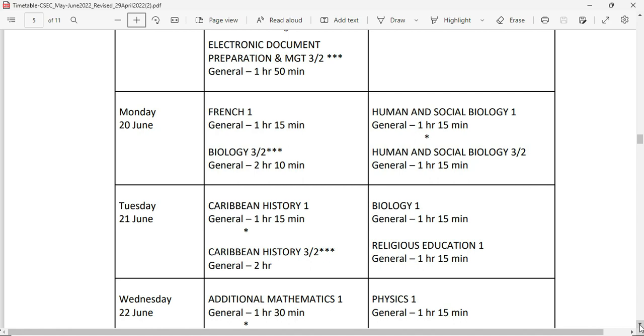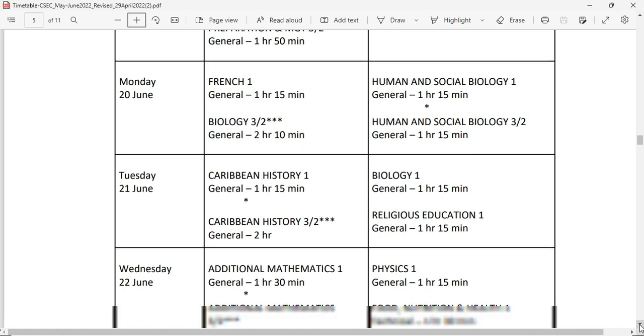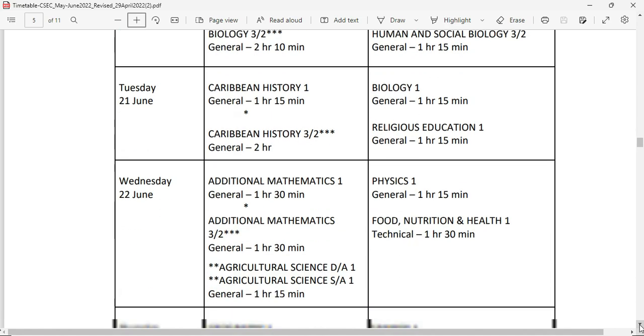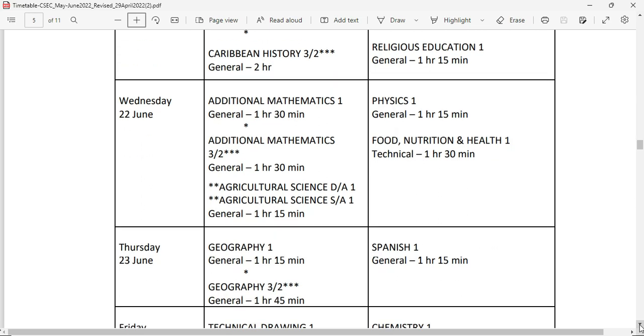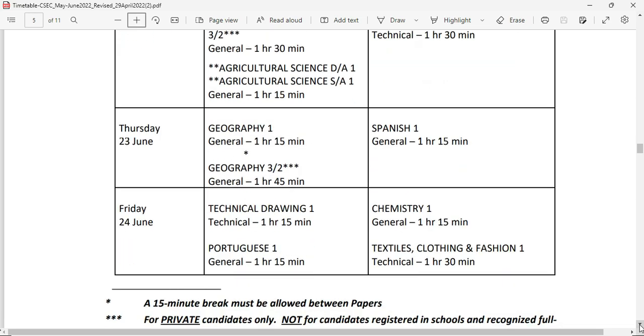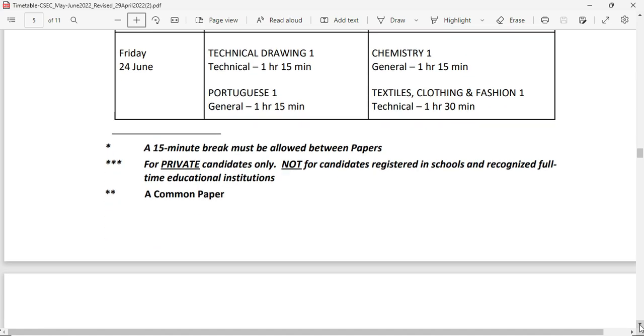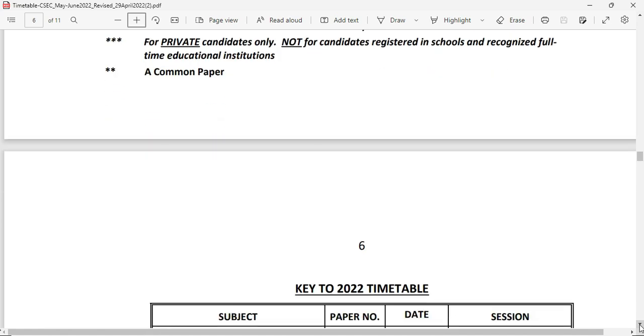Interesting to note here is that the exams for Biology will be a day apart. On the 20th of June, you're going to be having the alternative to practical, while on the 21st, you're going to be having the multiple choice paper. If you observe there, the alternative and the paper 1 for Human and Social Biology will be on the 20th. And pretty much we have Physics coming up there, and then we have Spanish, Chemistry, and the list goes on. You want to make sure that you share this timetable.